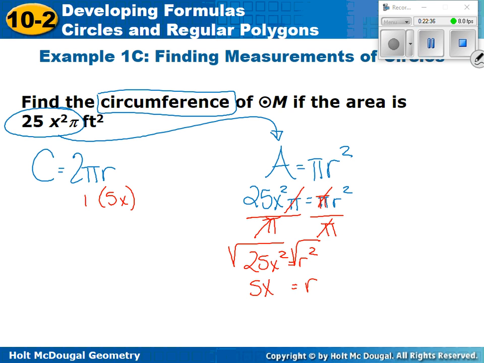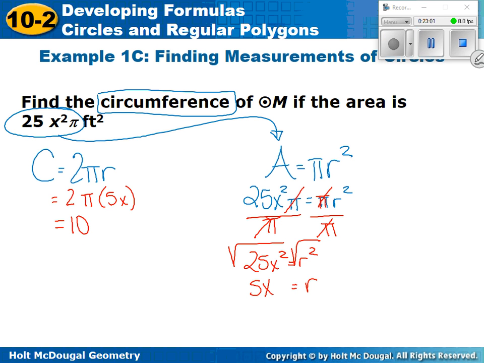Plug it in to your circumference formula. And then simplify. Does it say to round? No, so your answer is still going to be in terms of pi, and it's also going to be in terms of x. But you can simplify this. What can you do to simplify? Multiply. What can I multiply? 5 and 2. 2 times 5 is 10.